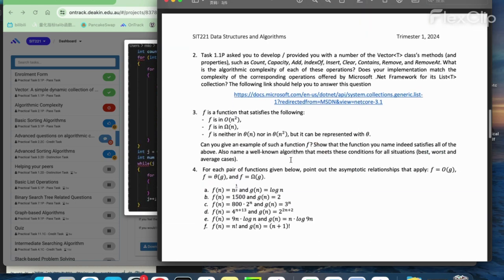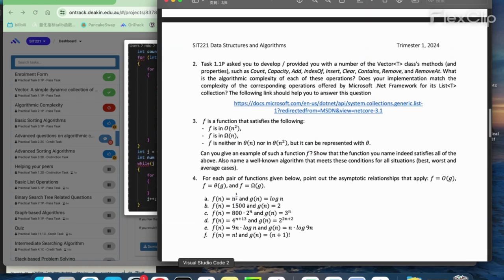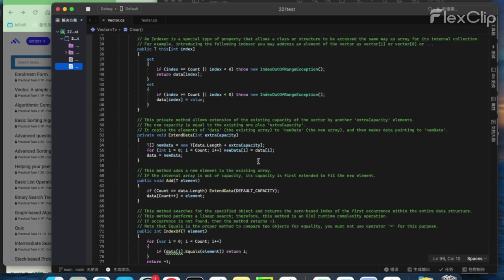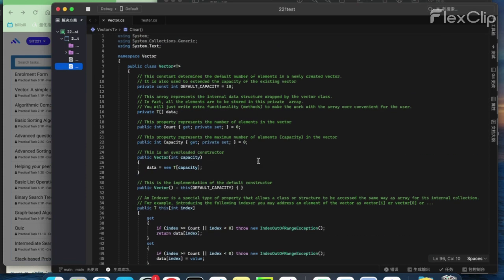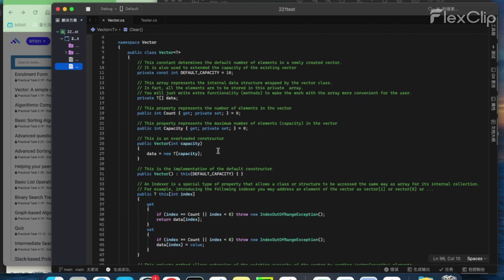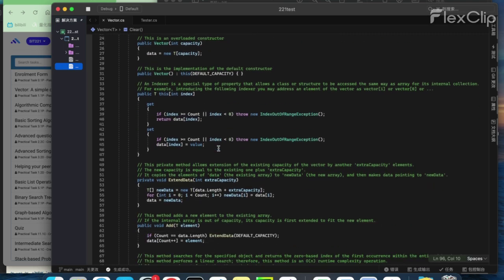And what is the next question? It's to check the complexity for task 1.1. So we can have a look at the content. The two properties are big O(1) because they only do one operation, and the add method's best case is big O(1), and the worst case is when the array needs to be extended, which is big O(n).